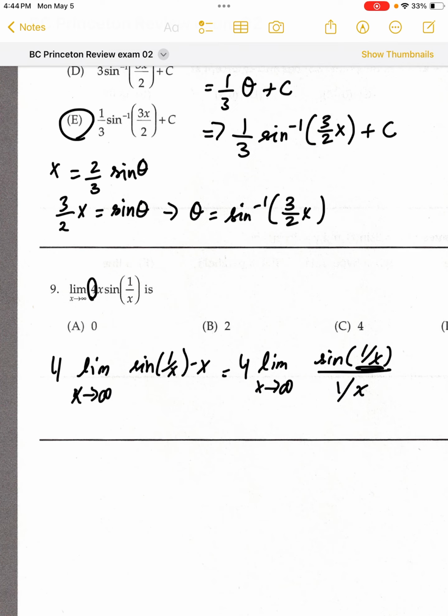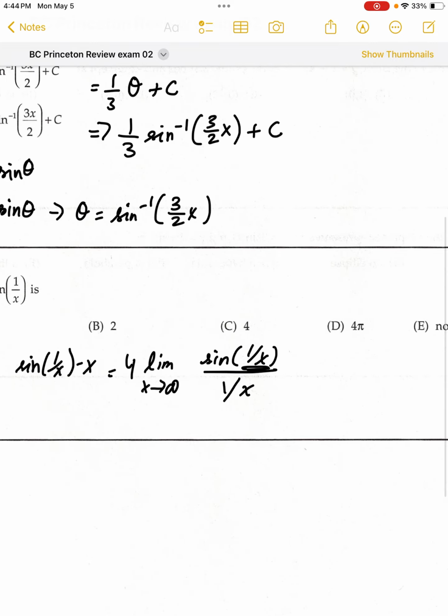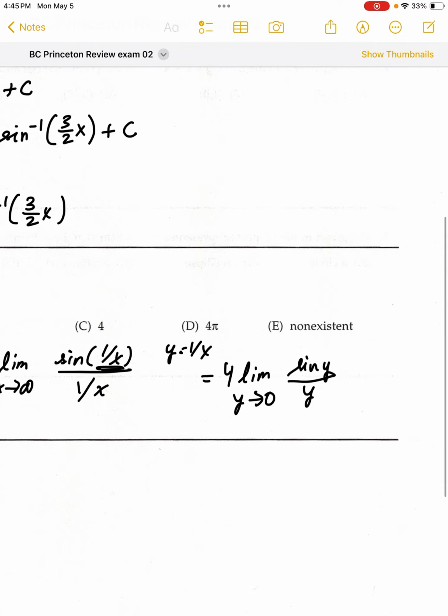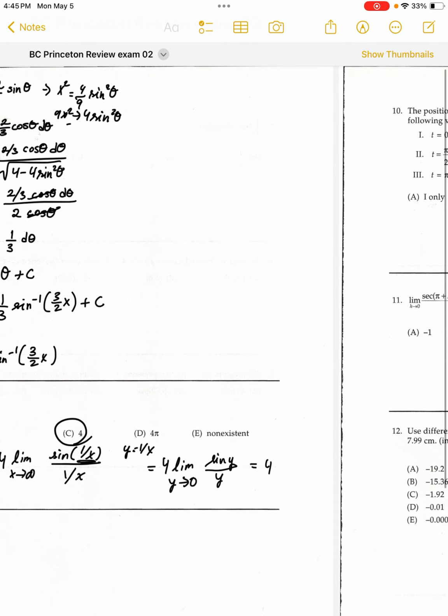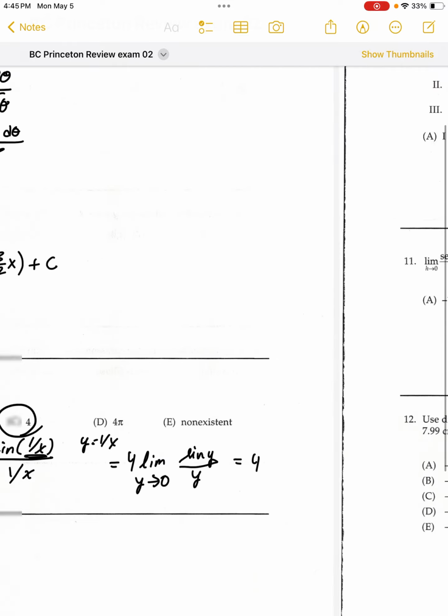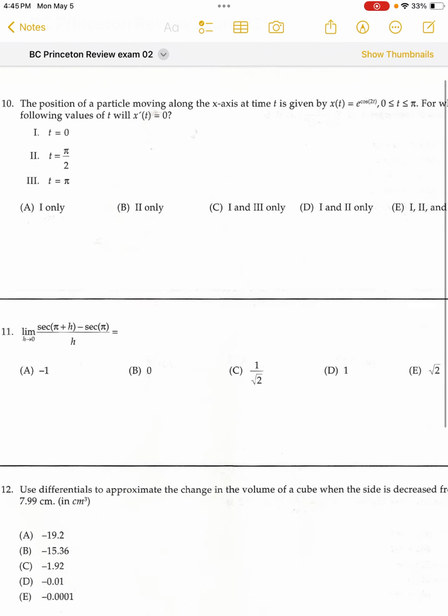And this rings a bell about the special limit of sine x over x as x approaches 0. So I'm going to introduce a new variable y, and say it's 1 over x. This will be a new limit as y approaches 0, since as x approaches infinity, y approaches 0, of sine y over y. And this is just equal to 4, because our special limit as x approaches 0 of sine x over x is 1. That's what we used here to solve that problem.